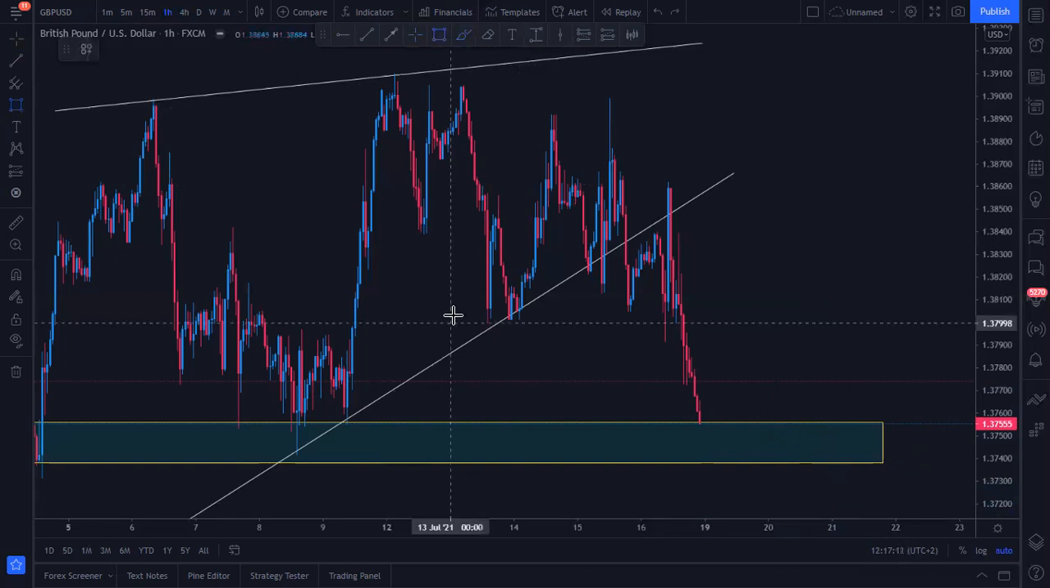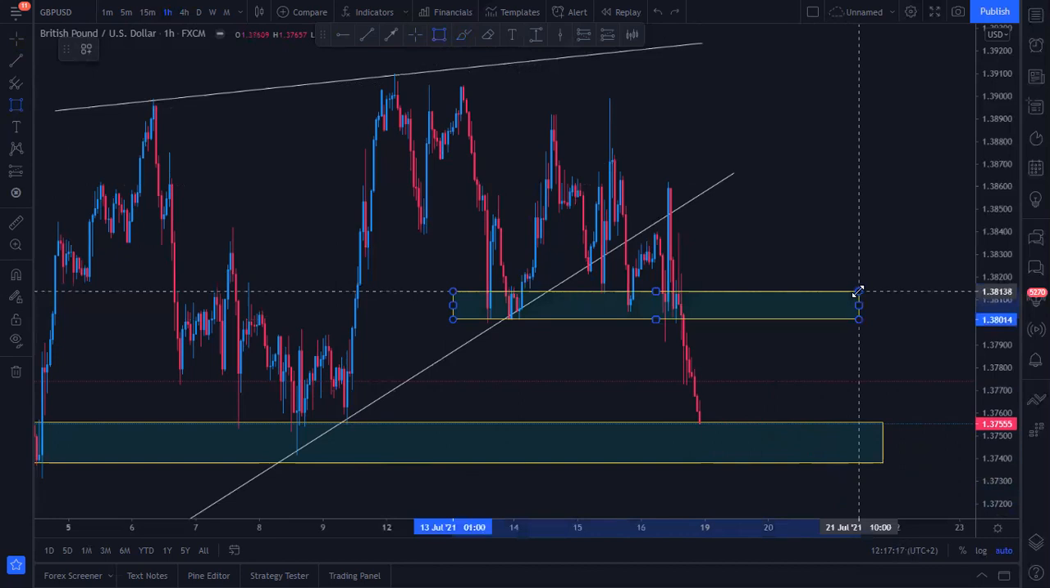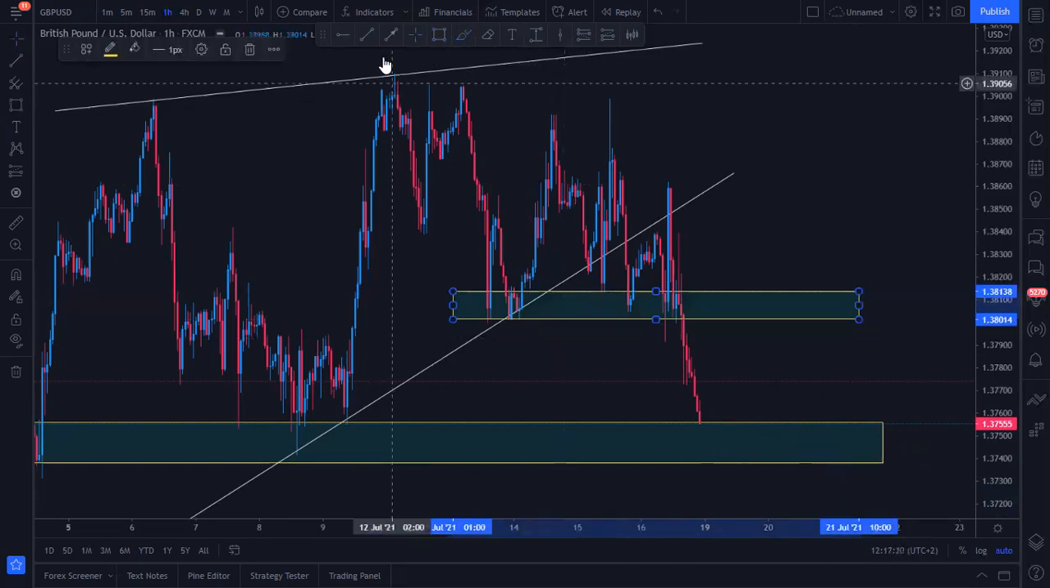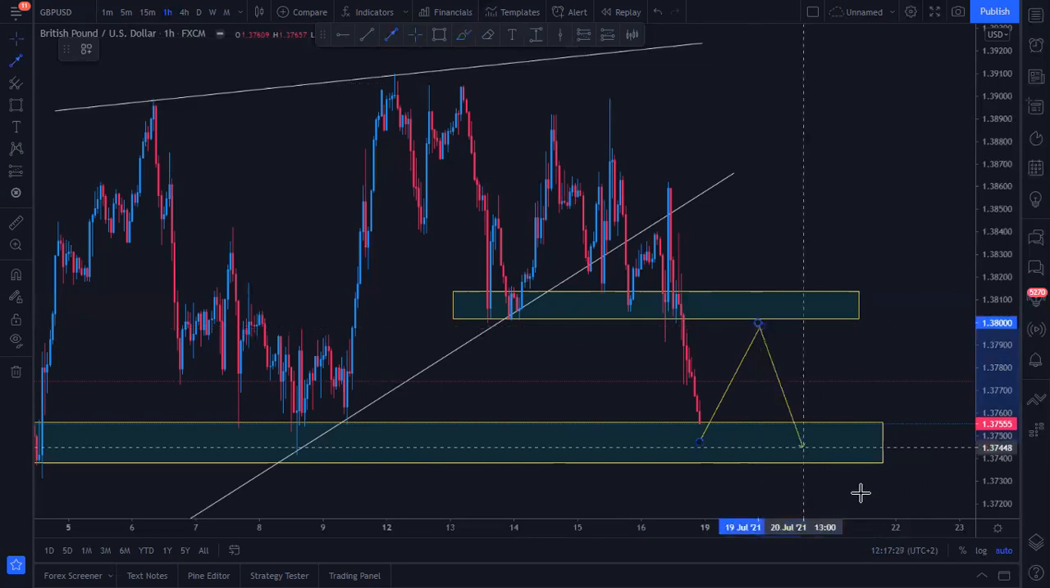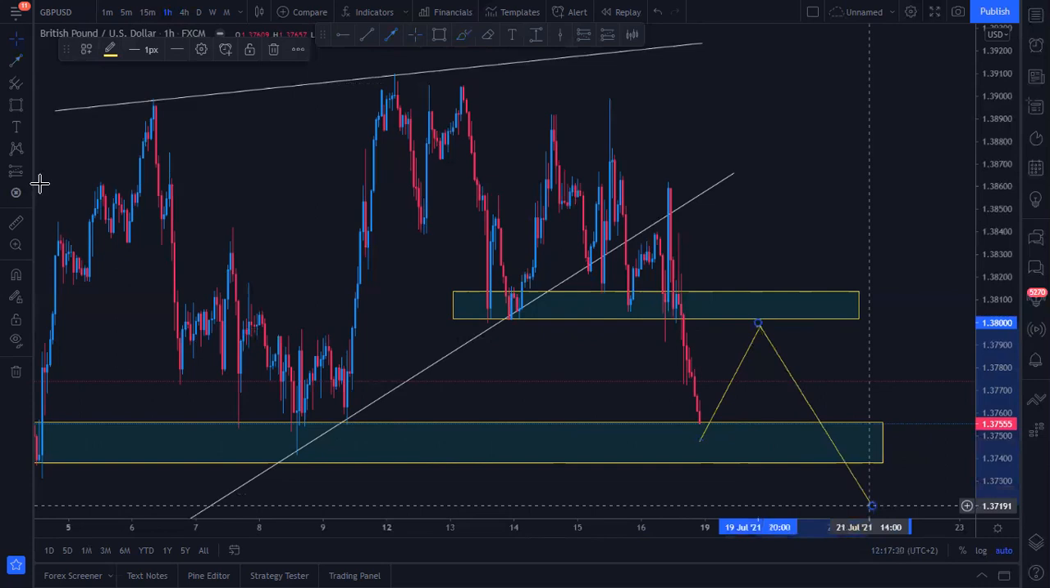Another scenario that you might see happening, because here we have a level that has been retested many times. All right. So there's a possibility of seeing the price pushing from this level. If it rejects from this level, it may move back to this level before we sell to the downside. These are the scenarios that we might see happening in the market.